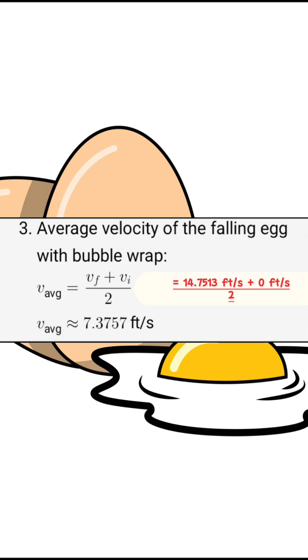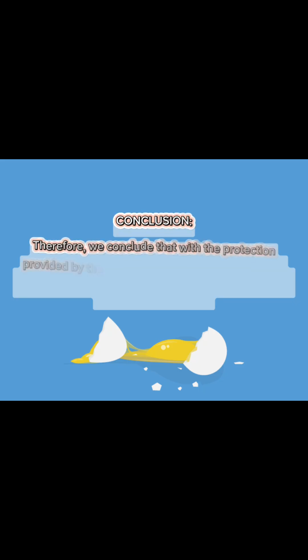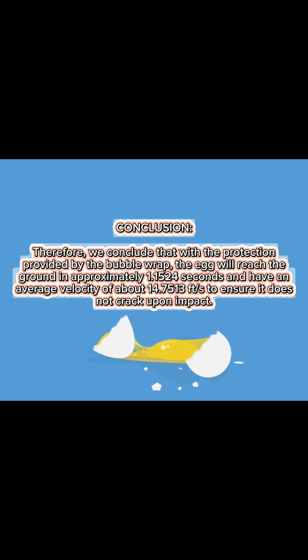Average velocity of the falling egg with bubble wrap. Average velocity is equal to final velocity plus initial velocity over 2. Average velocity is approximately 7.3757 feet per second. Conclusion: Therefore, we conclude that with the protection provided by the bubble wrap, the egg will reach the ground in approximately 1.1524 seconds and have a final velocity of about 14.7513 feet per second to ensure it does not crack upon impact.